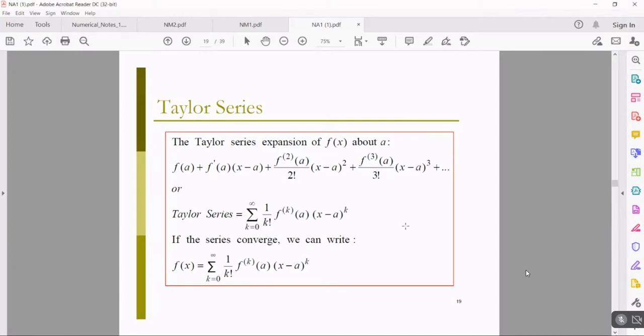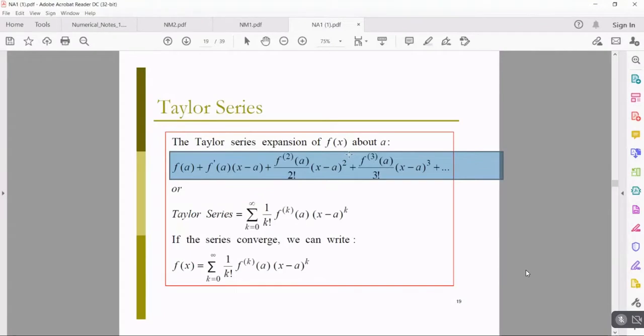Then we have another procedure, the Taylor series expansion. We are discussing this here because we are going to use the Taylor series to derive some numerical methods, so you have to recall this. This is the Taylor series expansion of the function f(x) about the point a, and it is defined by f(a) plus f dash (a), and so on. This infinite expression is equivalent to f(x) if it converges, and if it does not converge, then it is not equivalent to f(x).